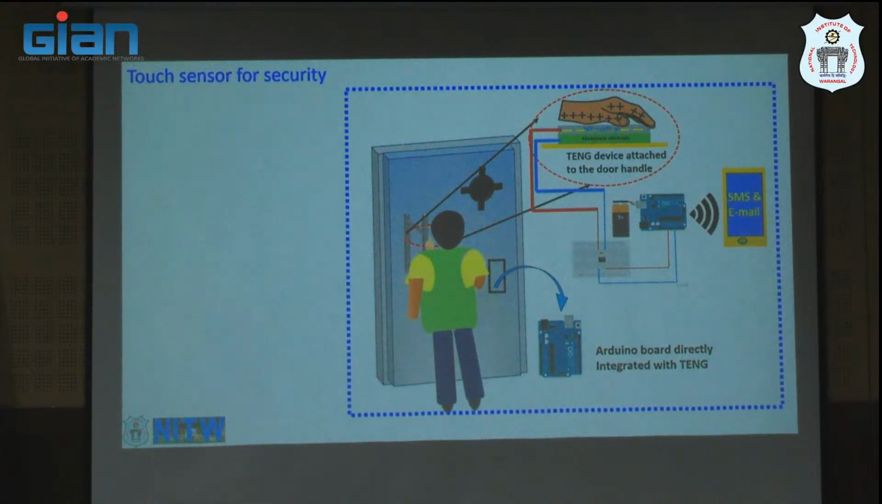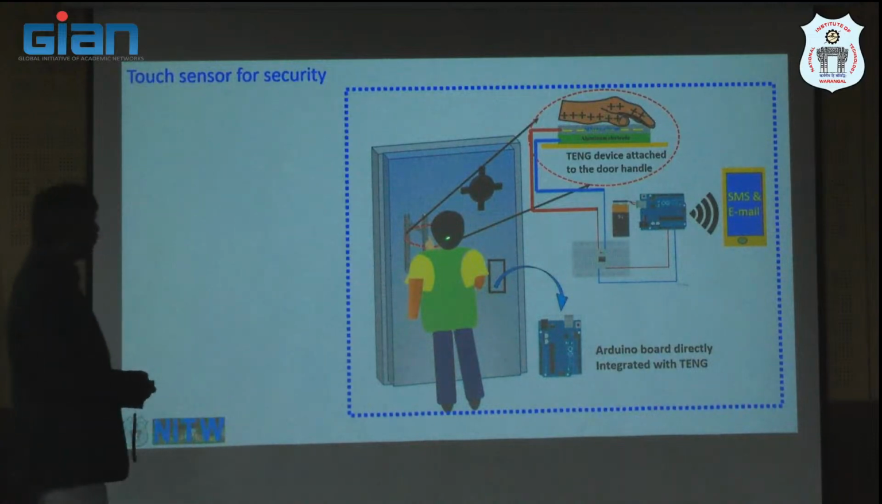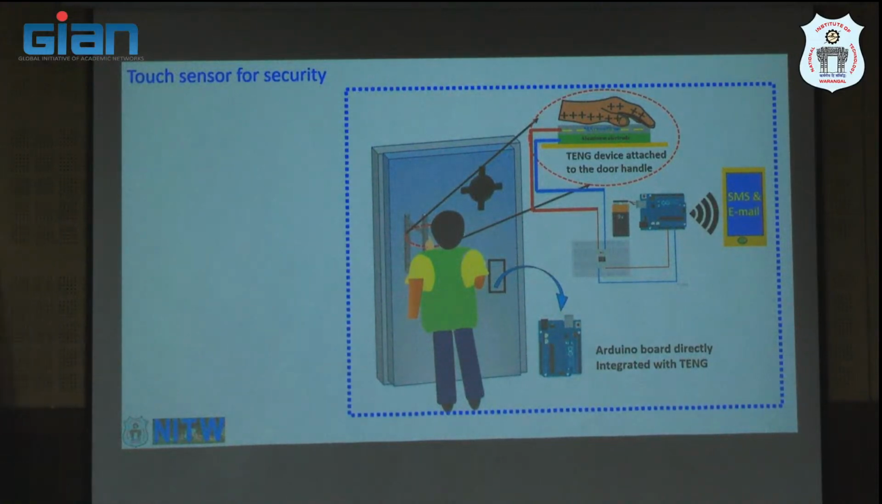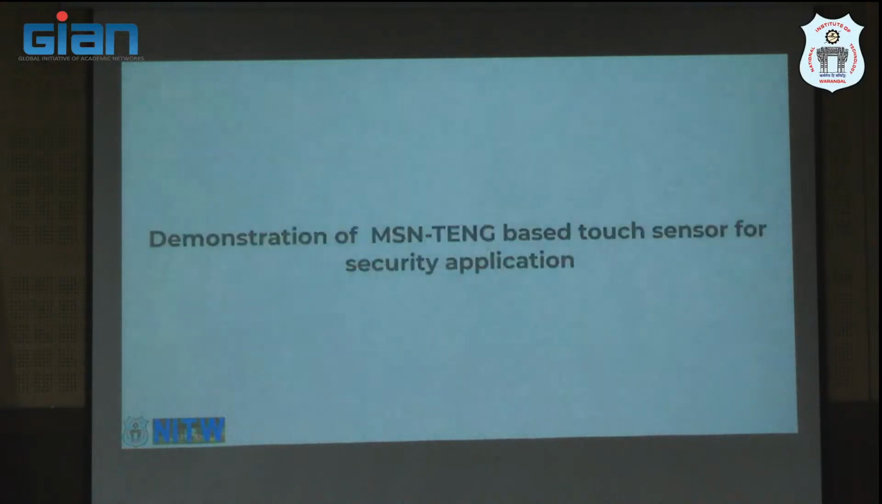Suppose you attach this TNG device to a bureau or maybe a locker. If someone tries to open it, you are going to place it here. Whenever someone touches it, there is a triboelectric effect and there will be an electric pulse. That pulse will activate this Arduino board to send an SMS to your mobile. We have implemented it. I am going to show the video now.